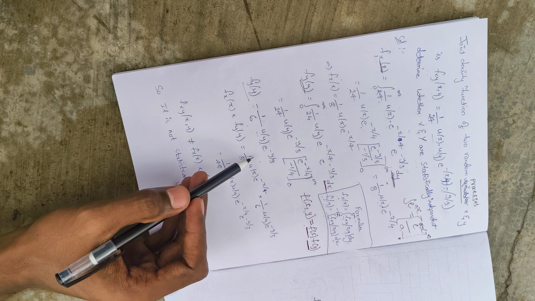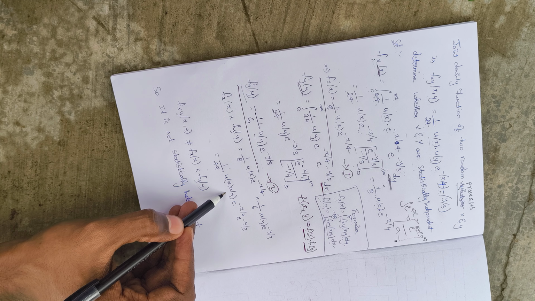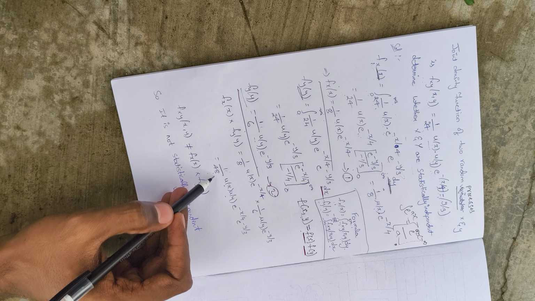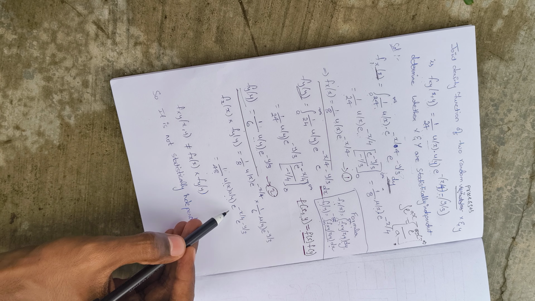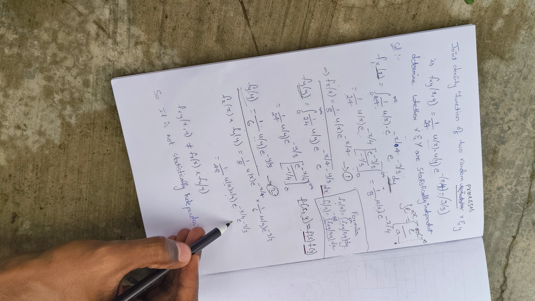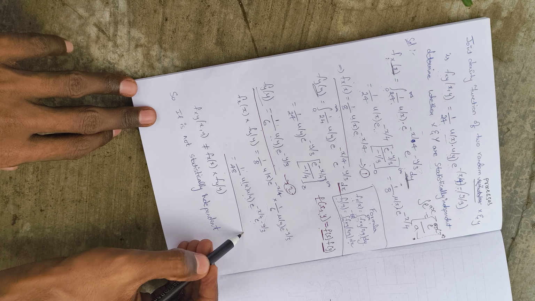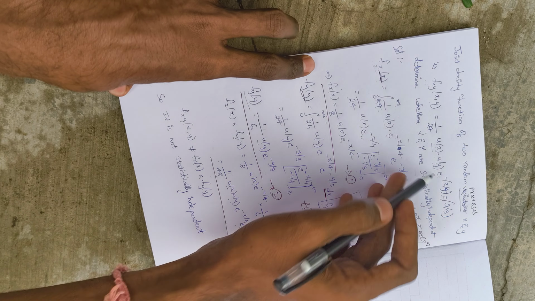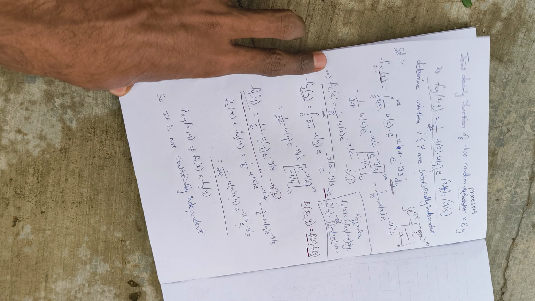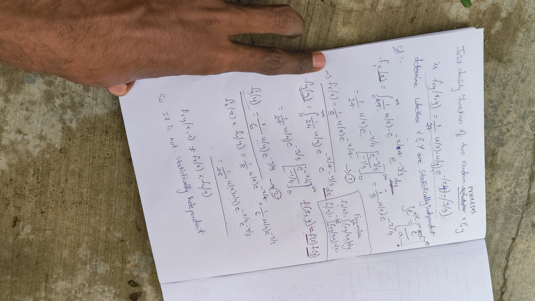Multiply these two, 1 and 2. If we multiply these two, we'll get 1/48 times u(x) times u(y) times e^(-x/4) times e^(-y/3). But this is not equal to the joint probability function. The joint probability function is this one. So we can say that they are not statistically independent.